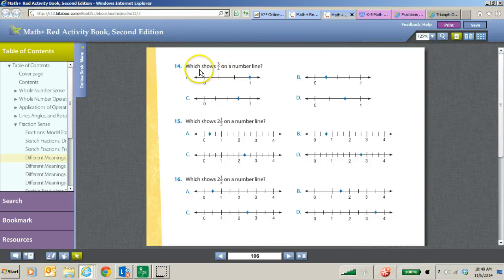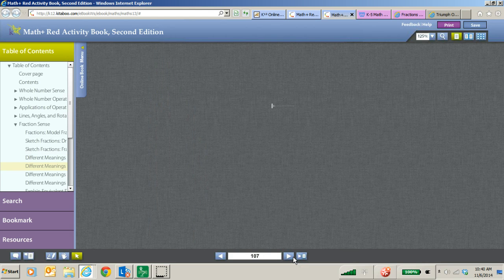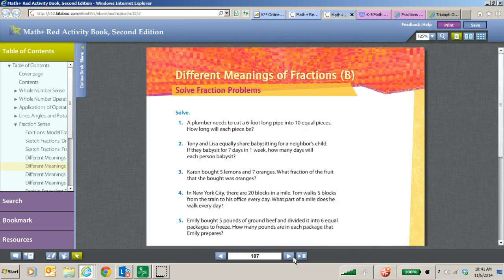This is an example. It says which shows 3/4 on a number line. We want them to understand, okay, look for something that's divided into 4 equal parts, and we want 3 of those 4. So here we have 1, 2, 3, 4 parts, and there are 3 of the 4. We also want them again to be able to recognize a mixed number, when we have wholes and part of the whole. And this will lead nicely into the lessons on decimals as well. When we have word problems like this, it definitely can get tricky.